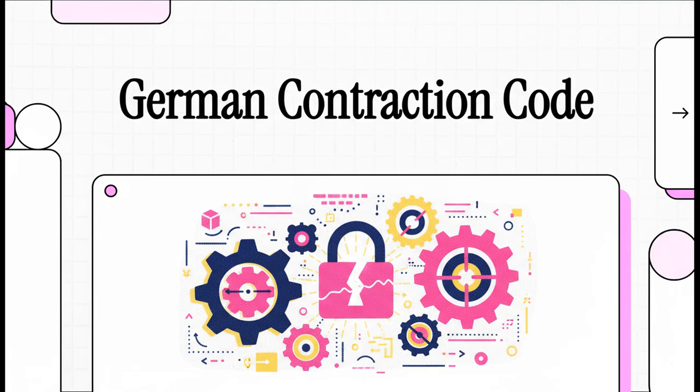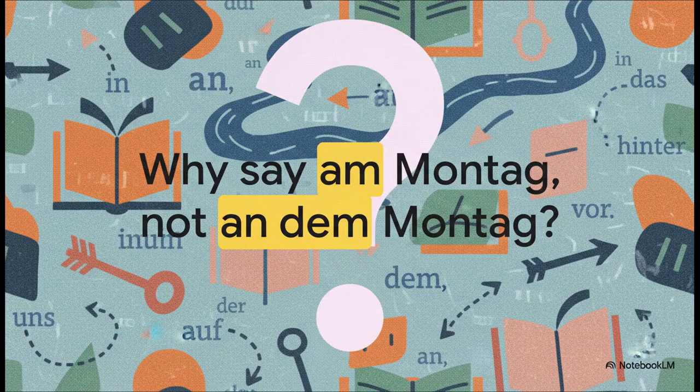Hey everyone! If you're looking to make your German sound less like a textbook and more like a real conversation, you have landed in the right spot. Today, we are cracking a secret code, one of the simplest yet most powerful shortcuts to sounding more natural in German: prepositional contractions. You've probably noticed this, right?